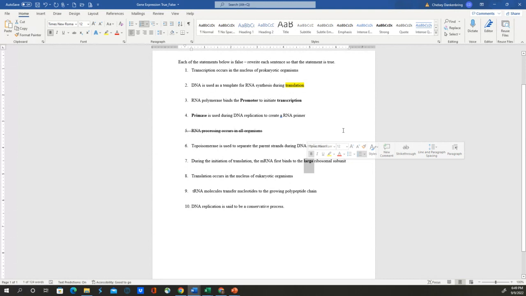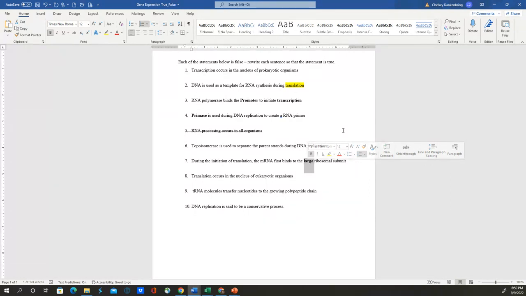Yep. So remember, during initiation, the point is to get all the key players to the start site. So in this case, we need messenger RNA, transfer RNA, and the intact ribosome. But the ribosome doesn't hang out intact in the cell. It only comes together when it needs to make a protein. And so the messenger RNA first binds to the small subunit, and they kind of lock each other into place.